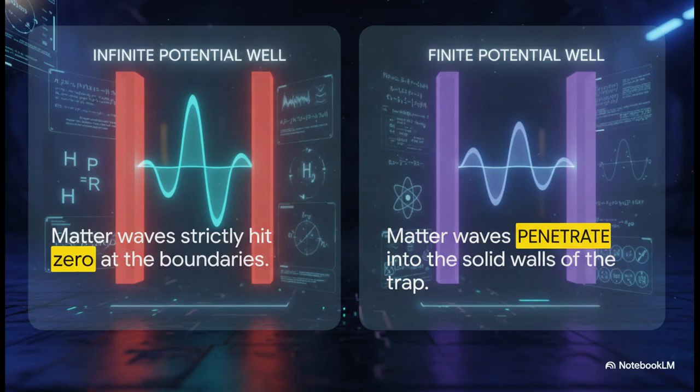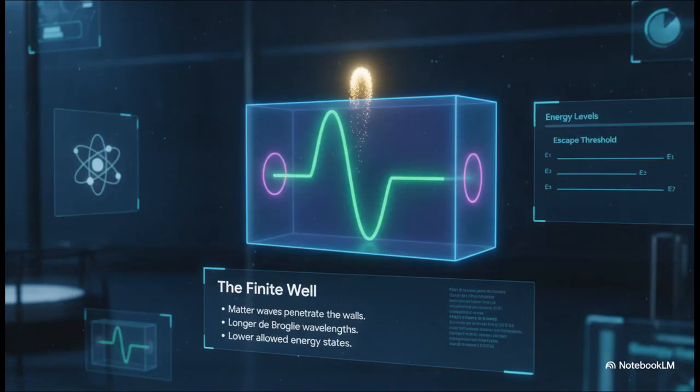No way, right? So, because the matter wave leaks into the walls, it effectively stretches out. This gives the electron a longer de Broglie wavelength compared to an infinite trap of the exact same size. And because the wavelength is longer, the allowed quantized energy states are actually lower. Furthermore, if we pump enough energy into our finite trap, the electron's energy will eventually exceed the depth of the well. Once that happens, its energy is no longer quantized at all.